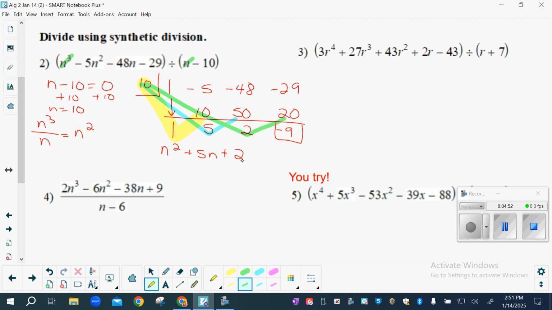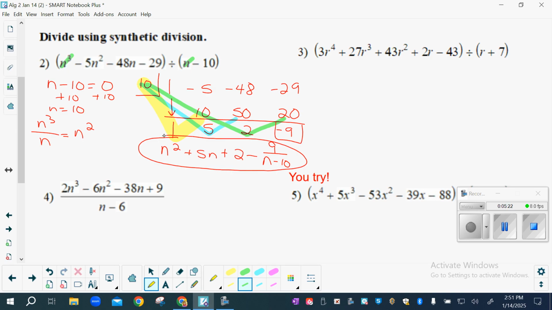This is our remainder. We write our remainder as minus 9 over n minus 10. And you're always going to put a plus or a minus here. That's your answer. This is way easier, way quicker, only if this here has a coefficient of 1.